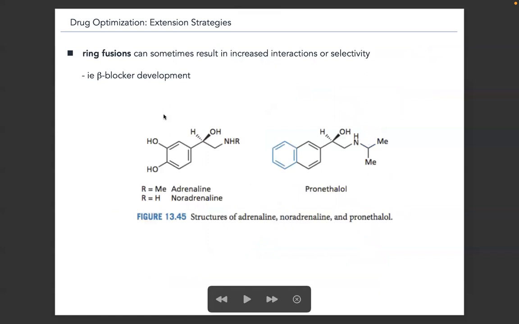The ring fusions. Again, we talked a little bit about those rigidification strategies, and those do play a role. But I would say that the ring fusions end up playing another major role. If you go from the left molecule to the right molecule, you see that you've taken away hydrogen bond donors and acceptors, and you've also introduced more van der Waals interactions. So that might be another good option for you to pursue.